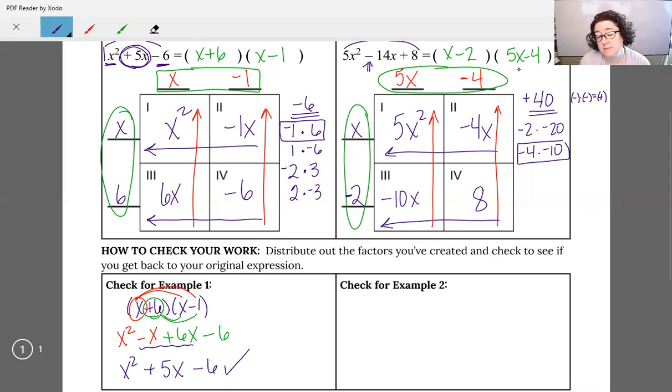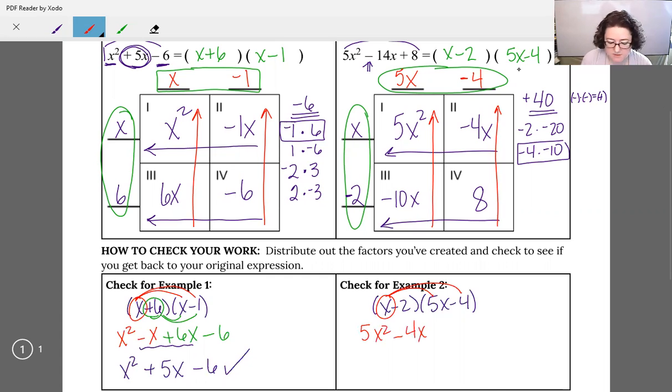So for the second example in the second video, let's do the same thing. So let's check, did x minus 2 times 5x minus 4, was that the correct factoring for 5x squared minus 14x plus 8? So again, distribute out each part. So distribute your x over everything in the second group.